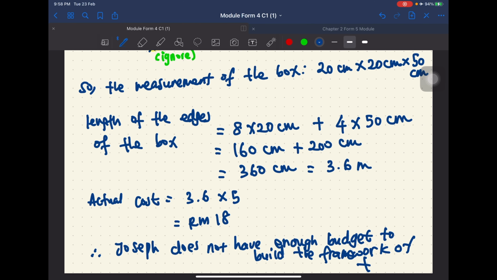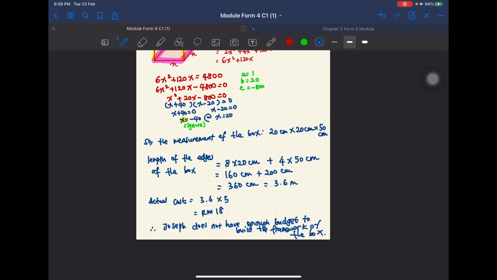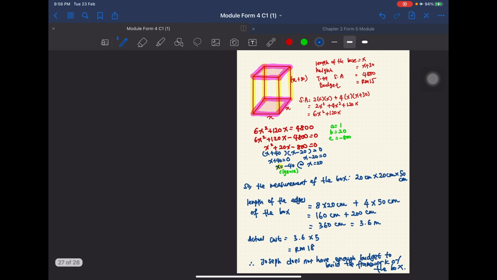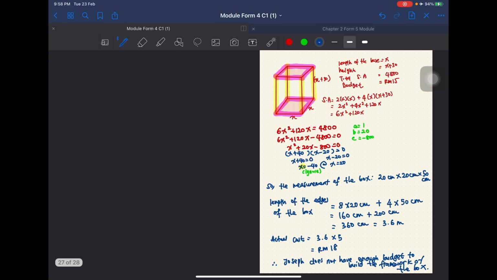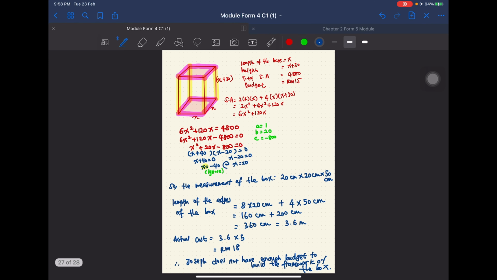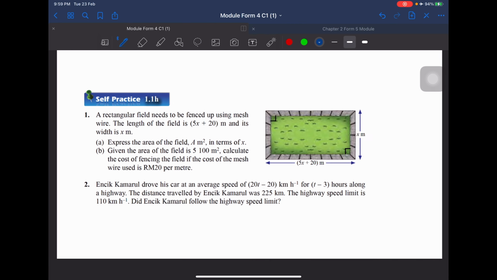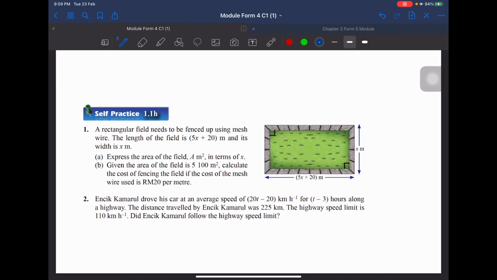of the box. Okay? So kalau awak rasa macam apa ni susahnya, okay, tak apa, awak boleh rewind balik video saya ni, go through one by one, step by step. Okay, itu yang bestnya kalau awak ada video solution macam ni. Tak faham boleh stop, tengok balik, rewind balik, tak ada masalah. Okay. Okay, so this is the last self practice for this chapter.